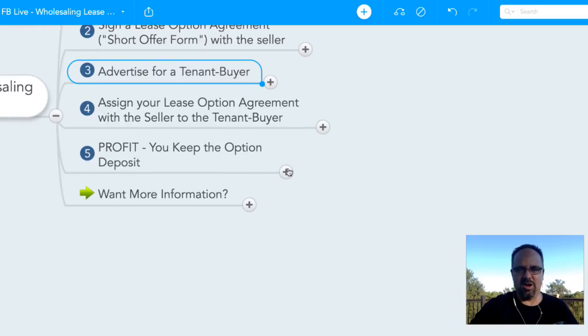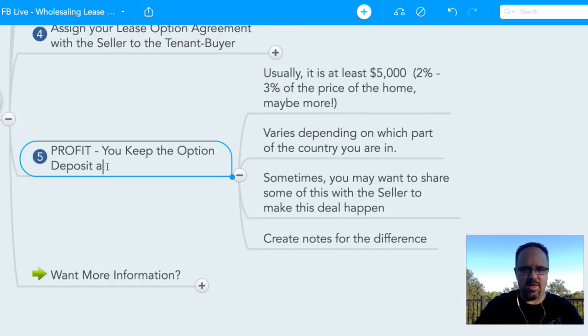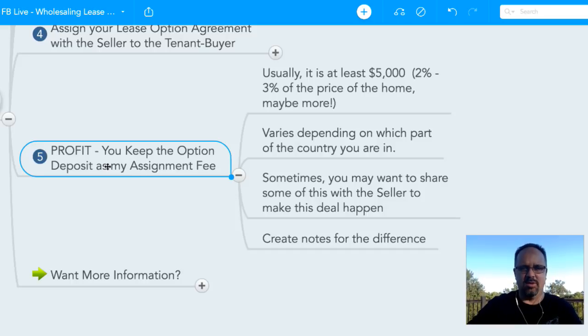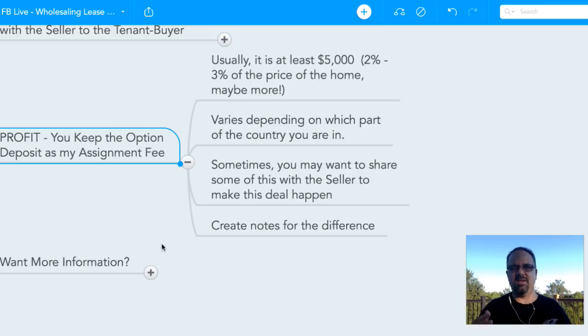Then the next step is you profit. I keep the option deposit as my assignment fee. Some of you are wondering, well, how can they get that money back as part of their future down payment? I'm not making any guarantees that they can get it back as their future down payment, but they can get it credited back to the purchase of the home, either a price reduction or something like that. And again, you got to make sure you're working with the right escrow company, the right mortgage broker, and I have mortgage brokers and escrow companies in my course that will do all that for you.